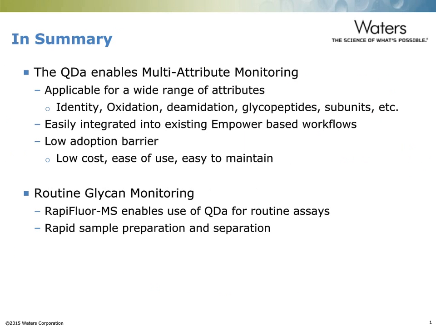So in summary, during the discussion today, I hope I've shown you that the AcuityQDA really can enable multi-attribute monitoring, whether it be in doing a protein assay, a glycan assay, or other types of assays. Particularly in relation to peptides, it allows you to do the identity, assess oxidation, deamidation, glycoproteins, all within a single experiment. And that work can also be expanded to looking at the subunits, whether they be from a heavy chain, light chain experiment, or alternatively from doing something like an IdeS digest or some other limited proteolytic digest.